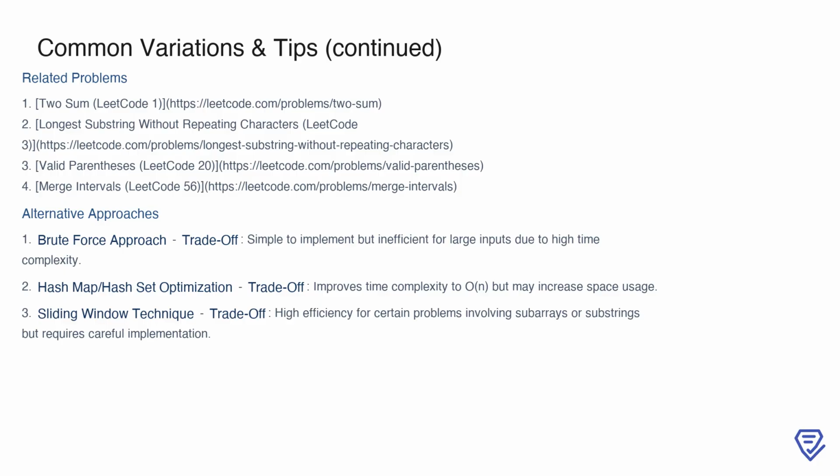In terms of alternative approaches, the brute force method is a straightforward starting point. While it's simple to implement, it comes with the trade-off of inefficiency for larger inputs due to its high time complexity. Another option is using a hash map or hash set, which can significantly improve time complexity to O(n). However, this optimization may increase space usage, so you'll need to weigh the trade-offs based on the problem's constraints. The sliding window technique is another efficient approach for problems involving subarrays or substrings, though it requires a careful and precise implementation to avoid logical errors.